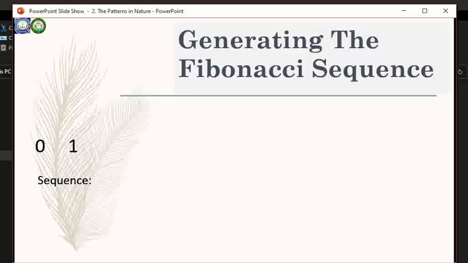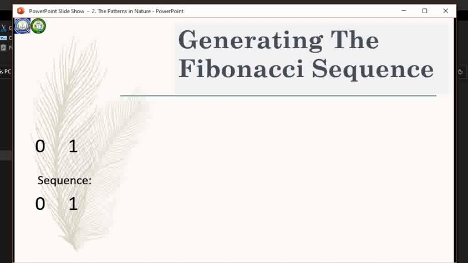Now, how do we generate the Fibonacci sequence? Although it's a given, if we are to continue it, in what manner do we continue it? In most cases, the Fibonacci sequence can be continued if we have at least two terms. In this case, we shall have 0 as our first term and 1 as our second term.